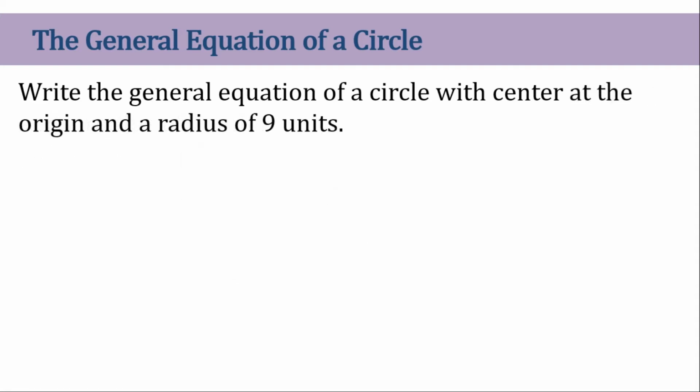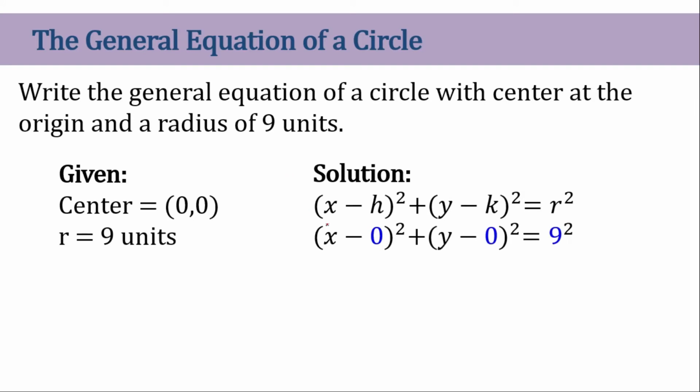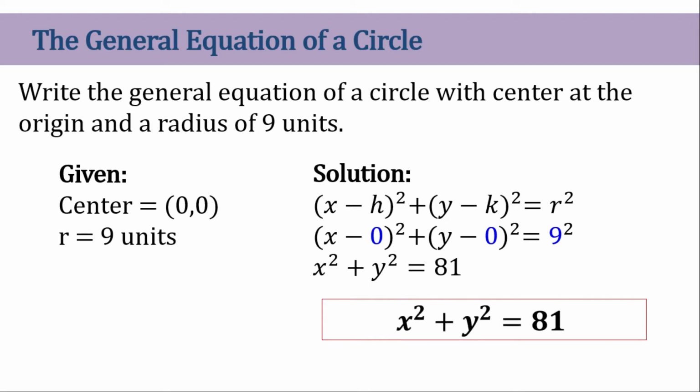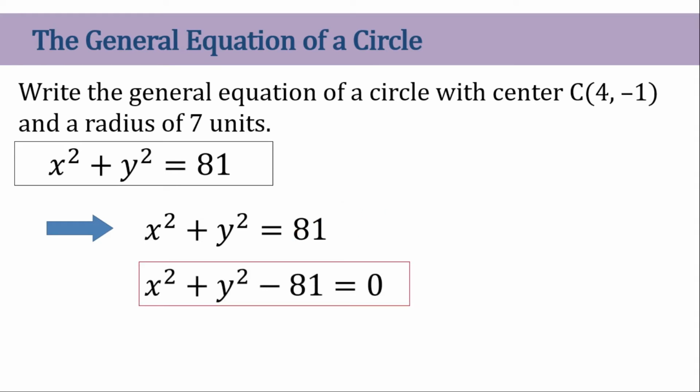Now next, write the general equation of the circle with the center at the origin, 0 comma 0, and a radius of 9 units. So this is how we do this. If it is 0 comma 0, then it will give us an equation of x squared plus y squared is equal to 9 squared, and that is 81. So this is the equation of the circle in standard form. Now, to transform this into general form, all we have to do is to equate this into 0 by subtracting 81 on both sides. Cancel this, so our new equation is x squared plus y squared minus 81 is equal to 0.